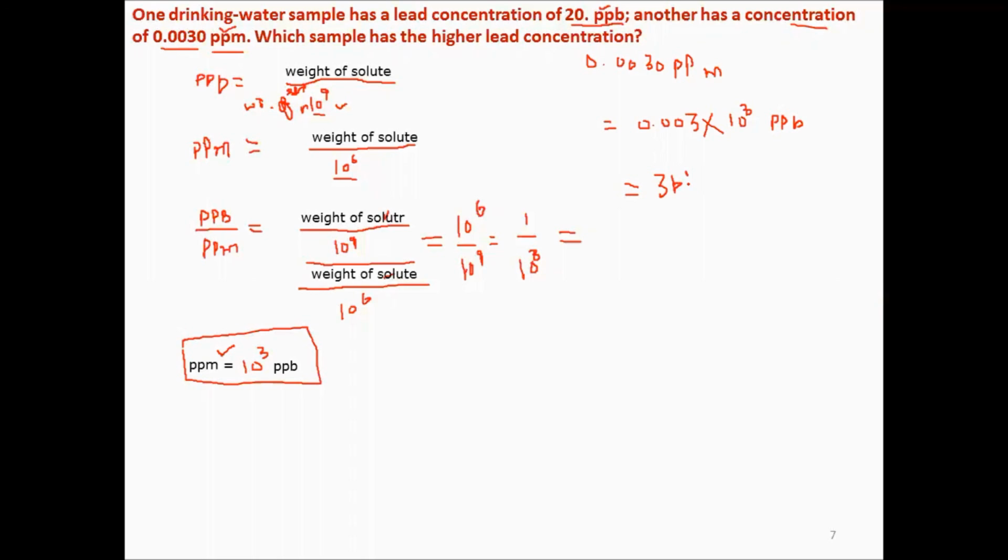Okay. This 0.003 ppm is 3 ppb. Now this solution is 3 ppb, this solution is 20 ppb. So this has higher solute, that means this has more concentration. 20 ppb solution of lead is more concentrated than 0.0030 ppm. It was a very easy numerical, we just have to make both units the same. So we devised a method and I have given you a formula by which you can convert ppm to ppb. ppm is equal to 10 raised to the power 3 ppb.